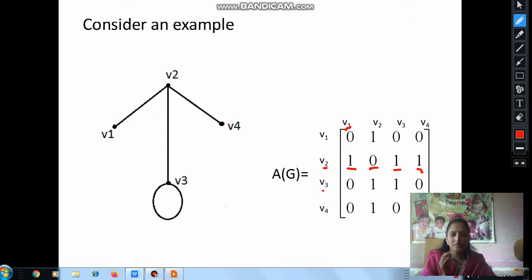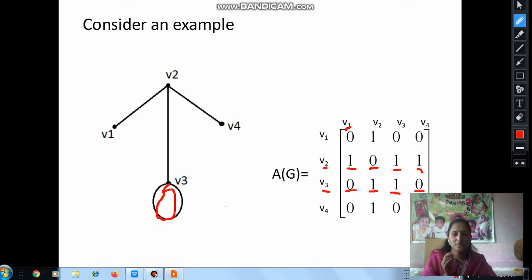Now go for V3. Is there an edge between V3 and V1? No. So we write here 0. Is there an edge between V3 and V2? Yes. So we write here 1. Is there an edge between V3 and V3? Yes. This edge is called a loop, whose terminal points are the same, meaning the start point and end point are the same. Therefore we write here 1. Now there is no edge between V3 and V4.